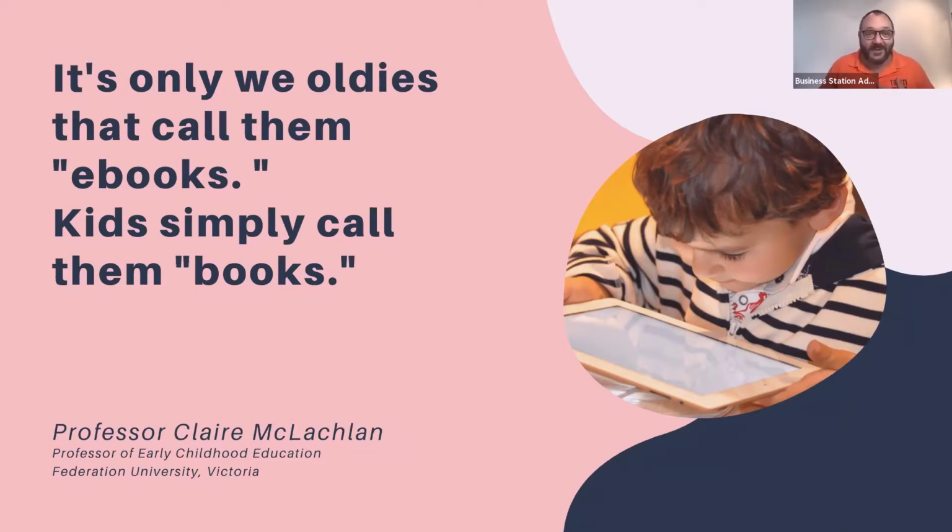Professor Claire McLaughlin, the Victorian Professor of Early Childhood Education at Federation University in Victoria, saying it's only we oldies that call them ebooks. Kids these days only call them books. That's really cool. I like that.